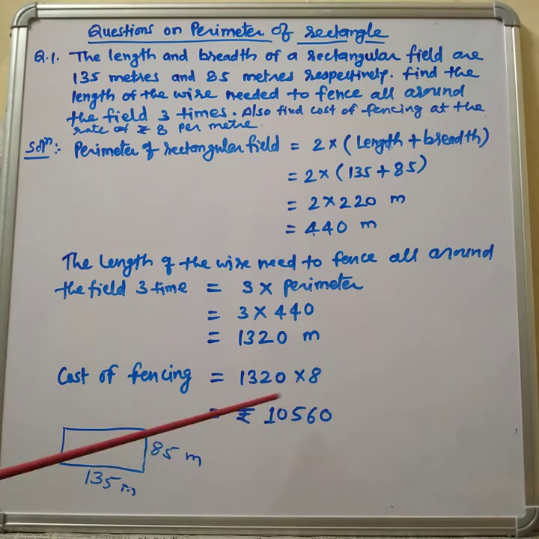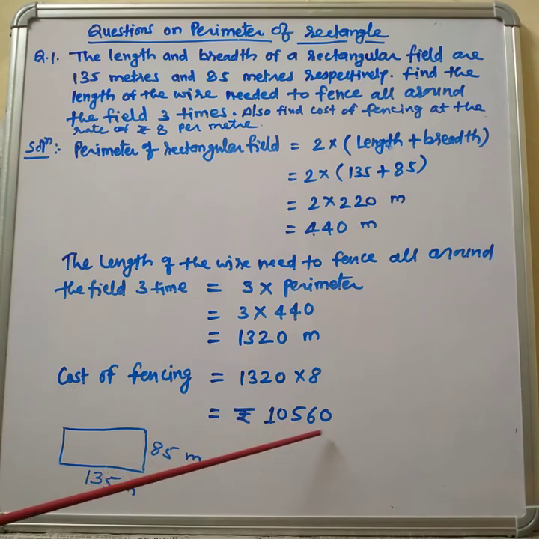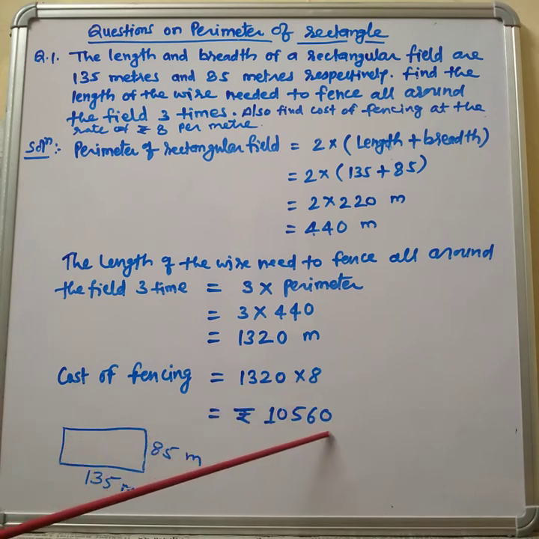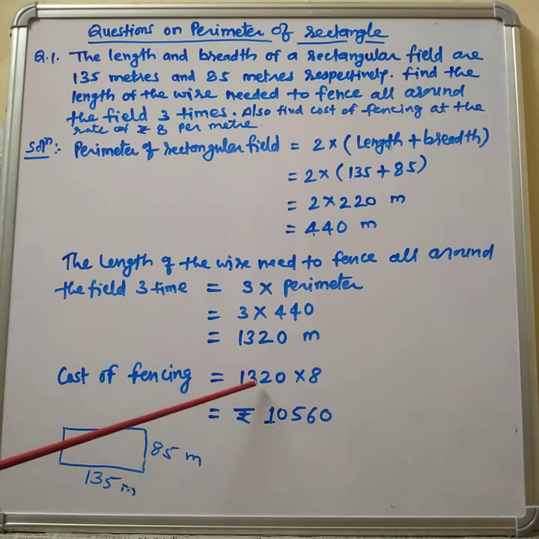So, it comes 10560. 1320 multiplied by 8. If you multiply this, 8 times 0 is 0, 8 twos are 16, 6 carry 1, 8 threes are 24, plus 1 is 25, carry 2, 8 ones are 8, plus 2 is 10.